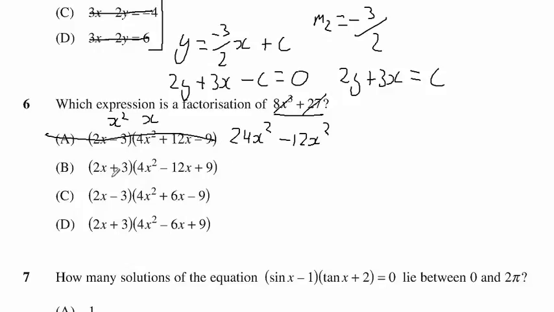Now on to B. 2x times negative 12x, negative 24x squared, plus 3 times 4x squared, plus 12x squared. So again, the x squared terms don't cancel out, so B can't be the right answer.